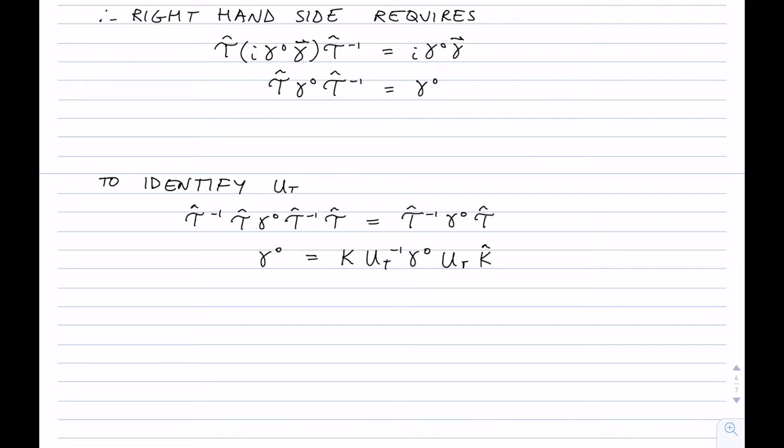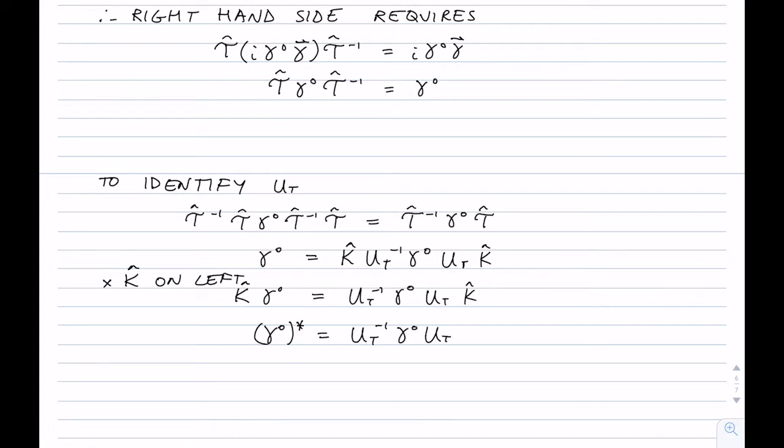And now what we can do is multiply by k on the left. So k times gamma naught is equal to, and k applied twice, because it conjugates all the numbers to the right, is the same as just 1. So you get ut minus 1 gamma naught ut k, and now there's nothing to the right of that second k. So the left-hand side is gamma naught star because it's got the k acting on it. And on the right-hand side, we've got ut minus 1 gamma naught ut. And so that's the first equation that we need.